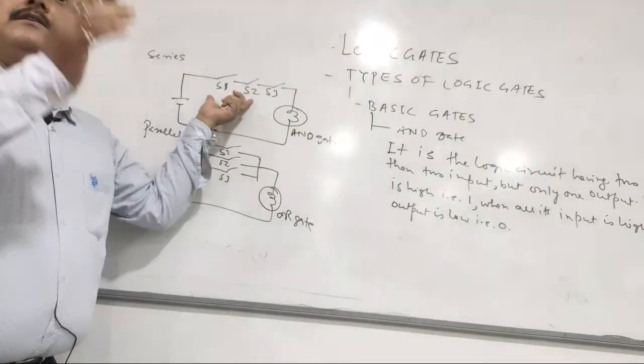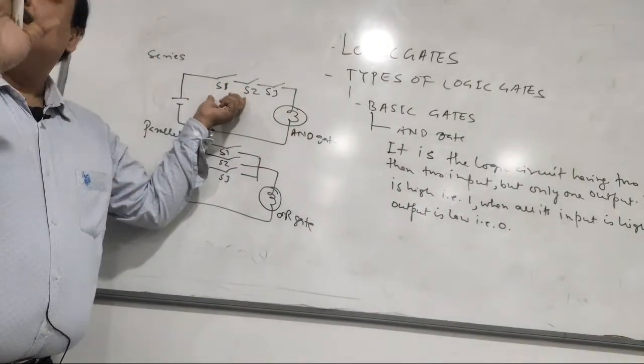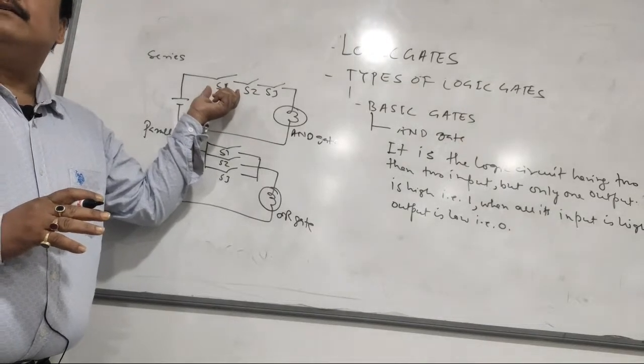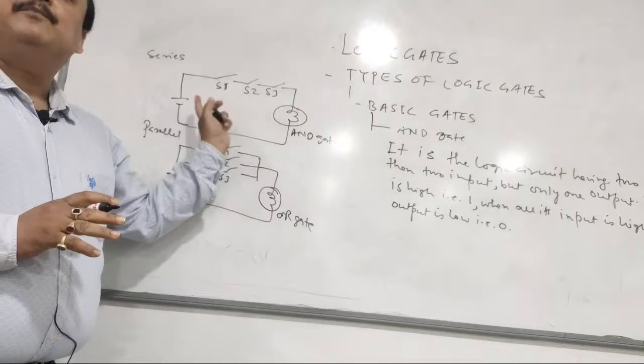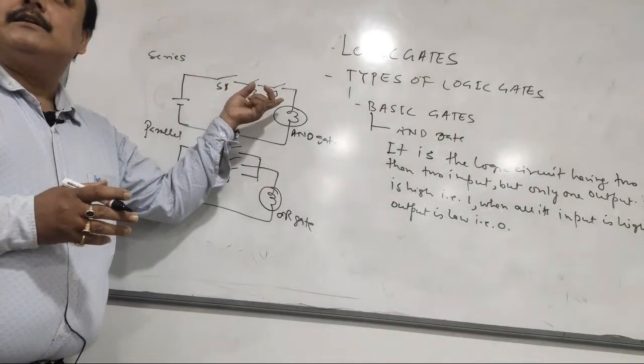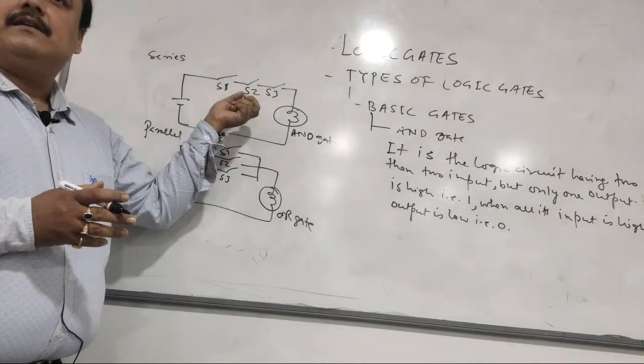That means when all the switches are on, is the input low or high? Whenever the switches are on, the input is high. For all switches, the input is high. That means whenever you are using 3 switches, all the 3 switches must be in the high position, that means in the on position.